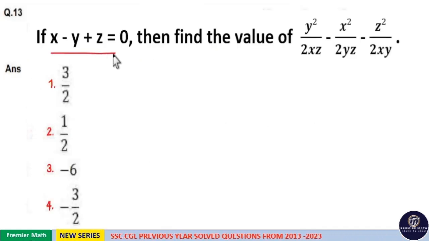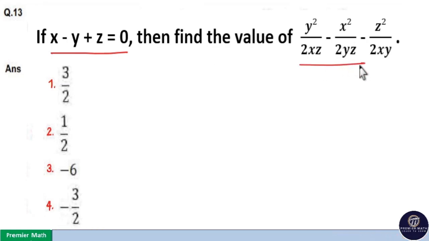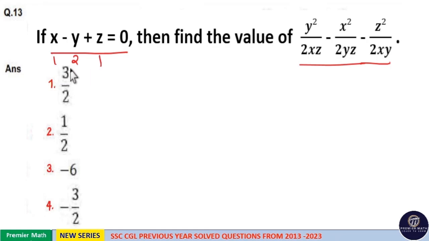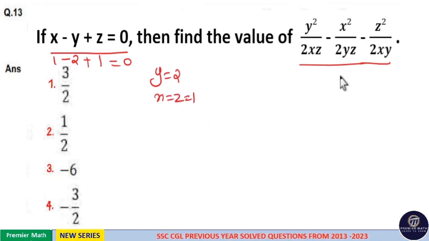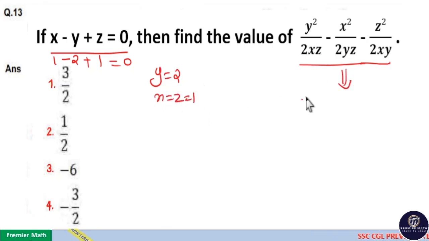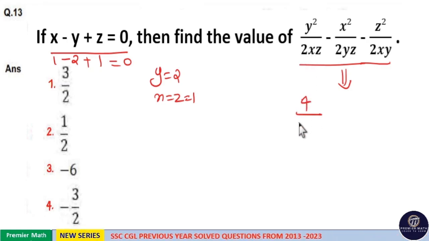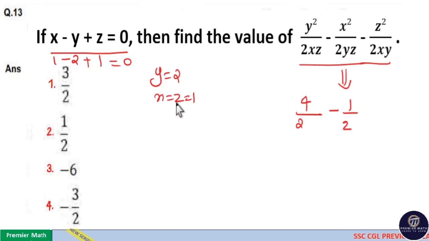If x minus y plus z equal to 0, then find the value of y square by 2xz minus x square by 2yz minus z square by 2xy. Here put the value of y as 2 and put the value of x and z as 1. Then 1 minus 2 plus 1 is equal to 0. Then this term will become y square is equal to 2 square, that is 4, divided by 2 into xz, xz is equal to 1. So 2 into 1 is 2, minus x square is equal to 1 square divided by 2 into y into z.